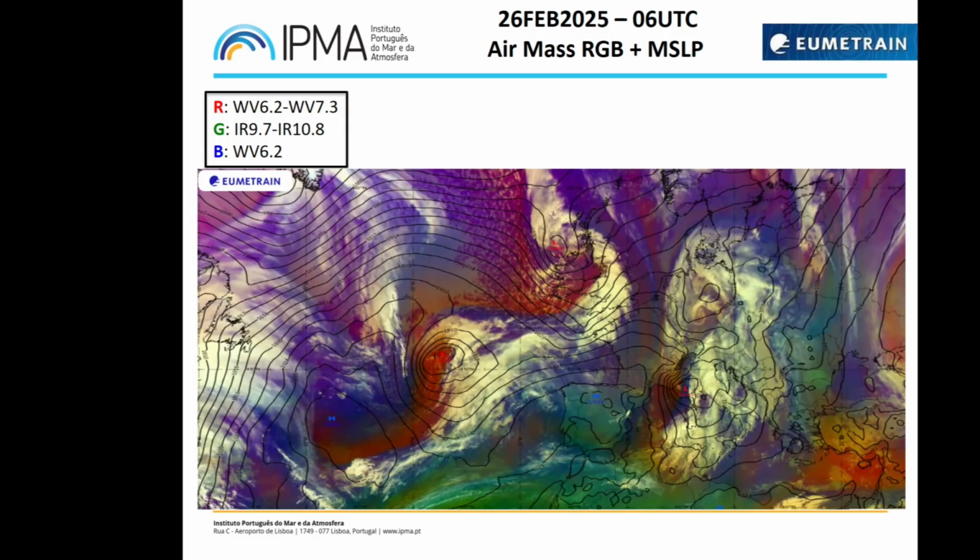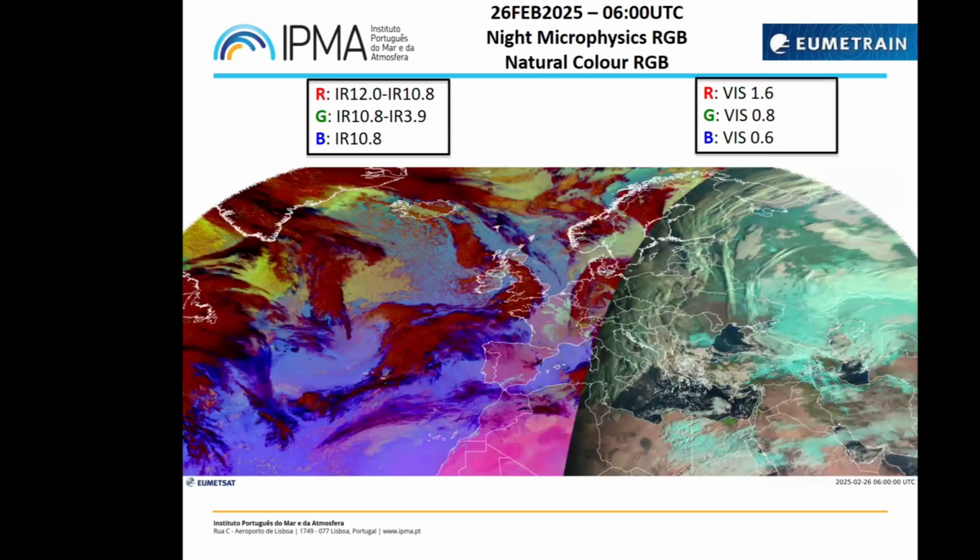The ridge over Iberia and the low further east is increasing the gradient, and strong winds are expected in this region. Of course, air mass and water vapor don't give information about what is happening at the surface. So let's see these two RGBs that can help us with that. Night microphysics on the left and natural color RGB on the right.